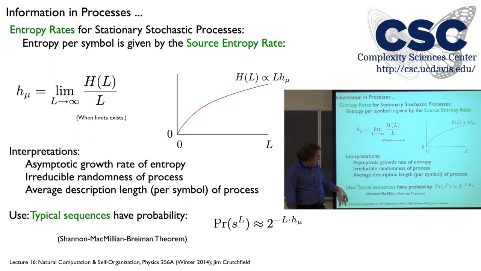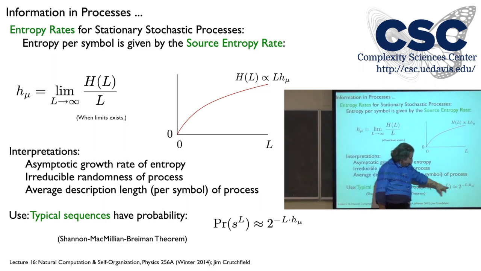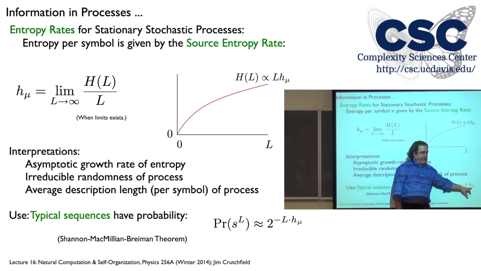In particular, there's this notion of typical sequences. So this is a use of this. Once we have this number, h mu, the typical sequences that you see, their probability decreases exponentially with length with this coefficient of h mu.